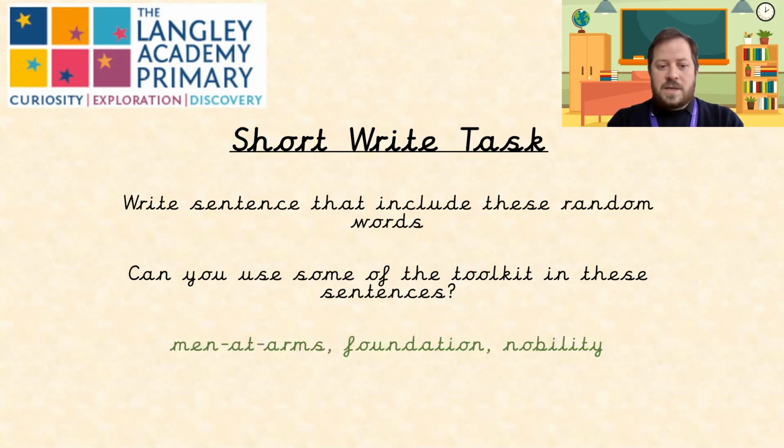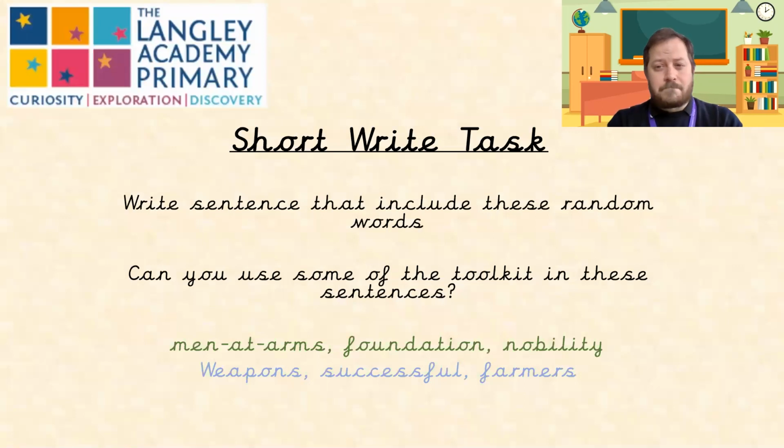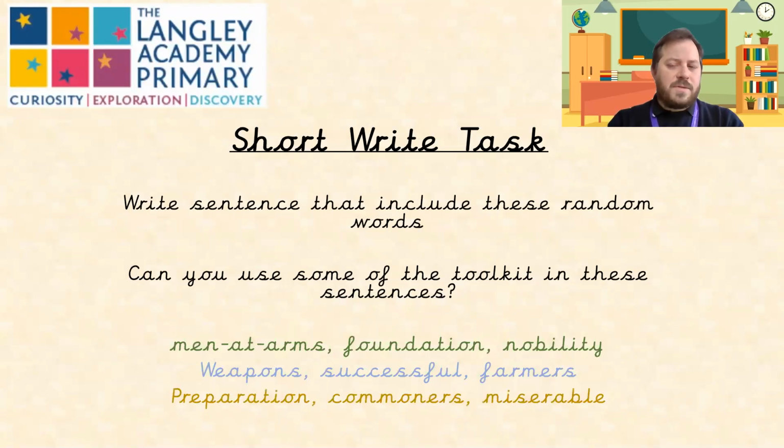Your first set of words is men-at-arms, which means war fighters, foundation, and nobility. Your second set is weapons, successful, and farmers. And your third set is preparation, commoners, and miserable. All of these words do come from our model text. So each one is a different set. You can see they're a different color. So 1 sentence for each set of words.